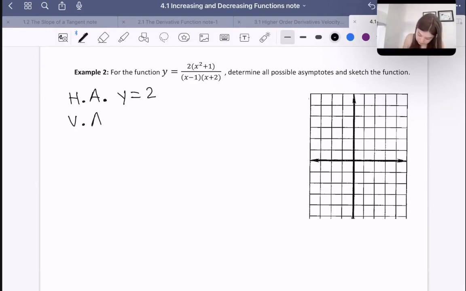Next, let's move to the vertical asymptote. So x squared plus 1, don't get it confused with x squared minus 1. This is not a difference of squares. This is a sum of squares, and a sum of squares cannot be factored, right? And so both of these would have to be vertical asymptotes. So we have x equals 1 and x equals -2, right?